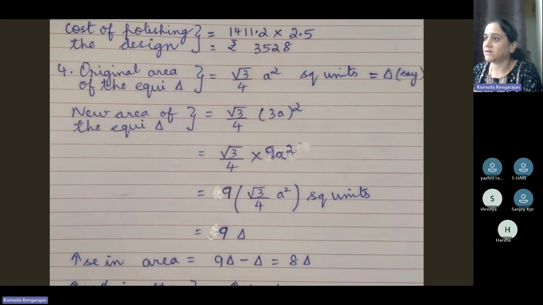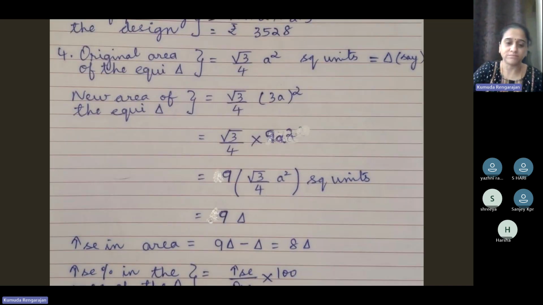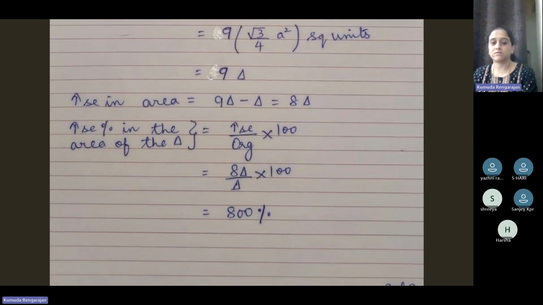Original side delta. When each side is tripled, the new area is 9 times delta. So what's the increase? 9 delta minus delta. 8 delta is the increase. An increase percent? Increase by original into 100. Increase is 8 delta, by original is delta into 100. Delta and delta gets cancelled. 8 into 100, 800%. All right? That's the answer for the third question.